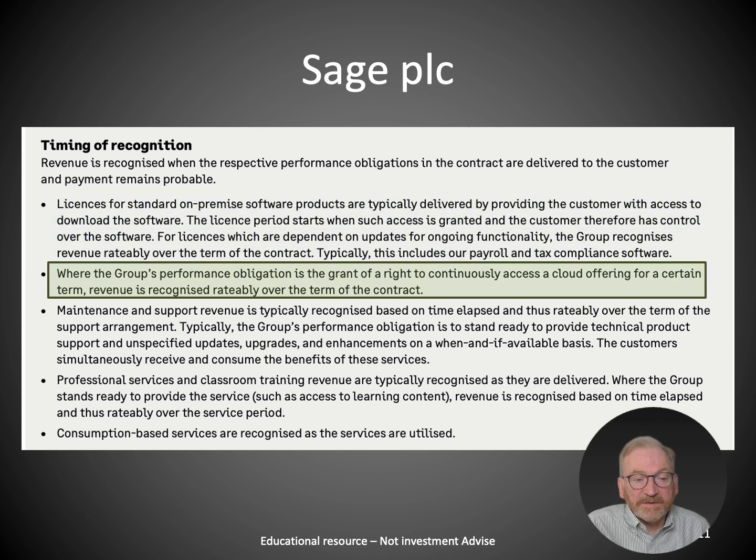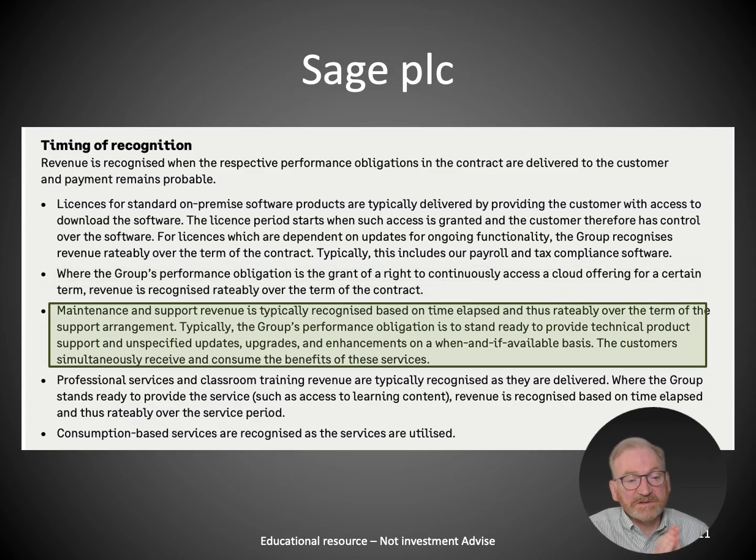Where the group's performance is the grant of a right to continuously access a cloud offering for a certain term, revenue is recognized ratably over the term of the contract. So if you have a 5-year contract to provide cloud services, you are recognizing the revenue over each month of that contract, and you're probably being paid on a monthly basis as well. So it's probably all lining up.